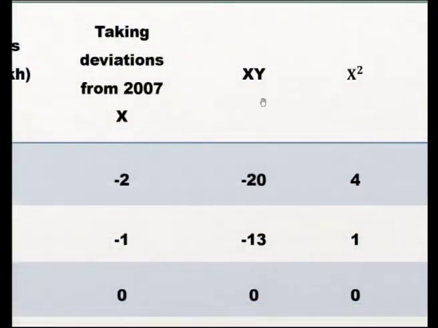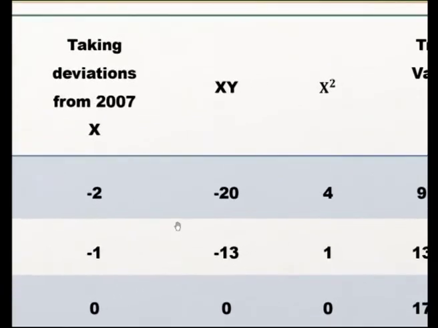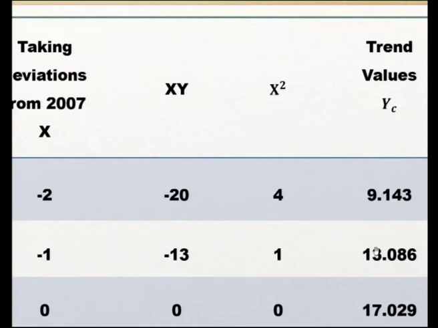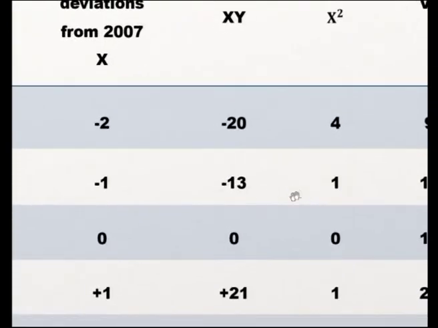Then as usual, just calculate xy. X is minus 2 and y is 10, therefore, minus 2 into 10 is minus 20. Like that all the values are calculated. Minus 1 into 13 is minus 13. Then x square is the square terms of x, therefore, x square is minus 2 whole square 4, minus 1 whole square is 1. And these trend values will be calculated later based on the trend equation.